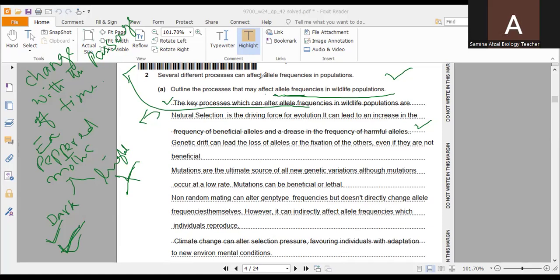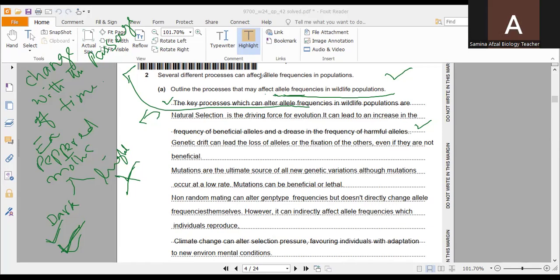And genetic drift can lead to the loss of alleles or the fixation of others, even if they are not beneficial. So what is genetic drift? Random fluctuations in allele frequencies due to chance events, especially significant in small populations. So this can lead to the loss of alleles or the fixation of others, even if they are not beneficial.